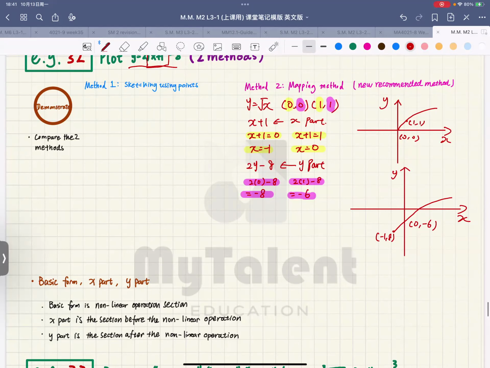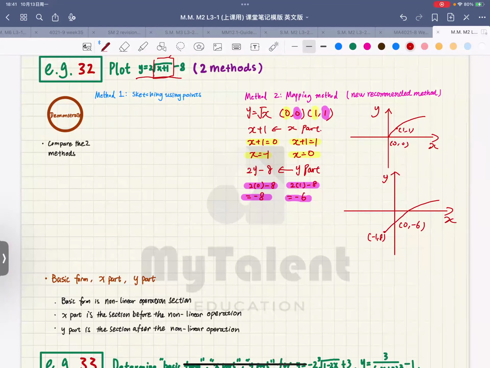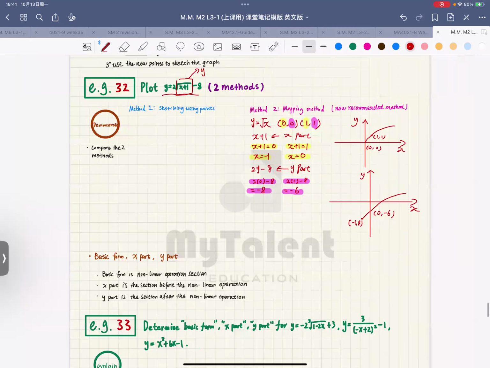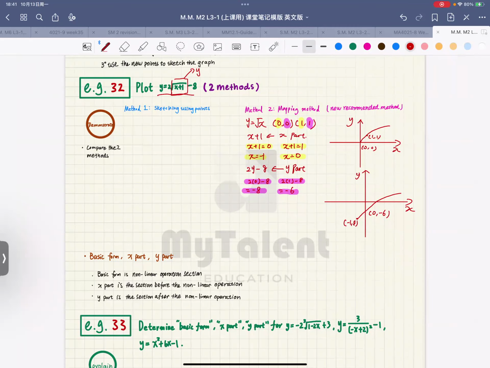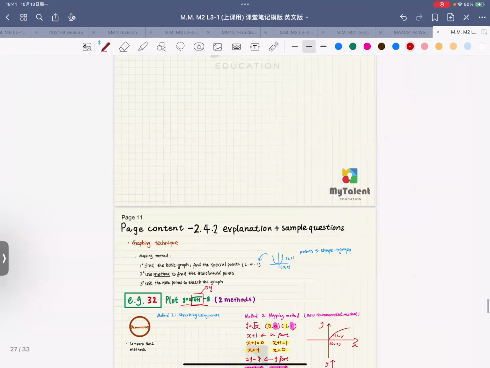All right, I know you might think why we use that method, but when we move to module 5, especially module 6, module 6 is the transformation of a function. Module 5 is the combination function, inverse function, things like that. When we move forward, you will see how this works, and how it can speed up your problem solving process. All right, any questions?